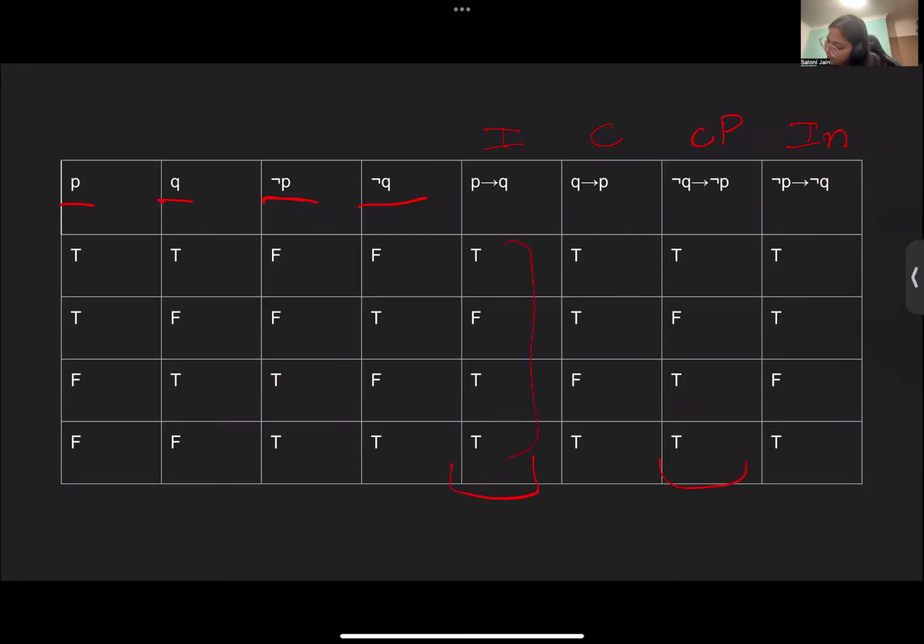If you look at the truth values of all of it, you see these both are equivalent. And converse and inverse are equivalent. You can also see that converse and inverse both are not equivalent to implication. So it was so simple to understand this by just making the truth table. This is the proof for the fact, and you can prove it by constructing a truth table.